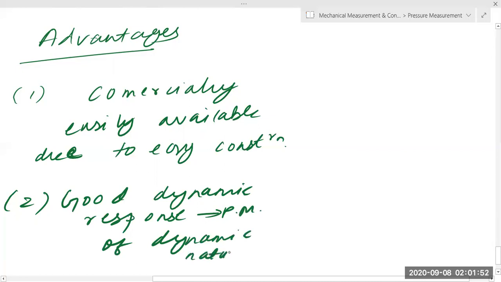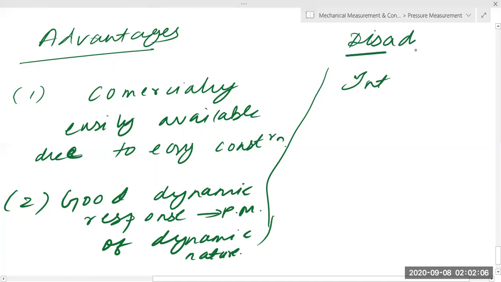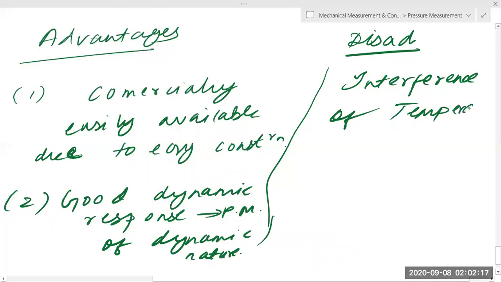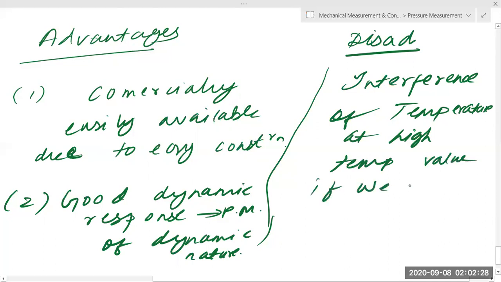Now these are the advantages. If I want to tell you some disadvantage, it can be the interference of temperature. What can be the disadvantage? Interference of temperature at high temperature levels, due to the use of manganese. If we use manganese, remember this.